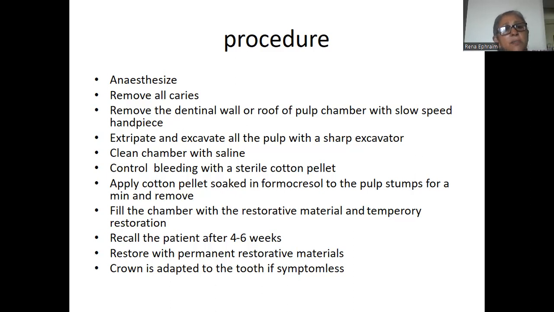Remove all the caries, remove the dentinal wall or roof of the pulp chamber with slow speed handles. Now all the caries should be removed, the tooth should be irrigated with saline to remove all the debris that is there before you enter into the pulp chamber. And then you can use a slow speed handpiece or a sharp excavator to remove the roof of the pulp chamber.